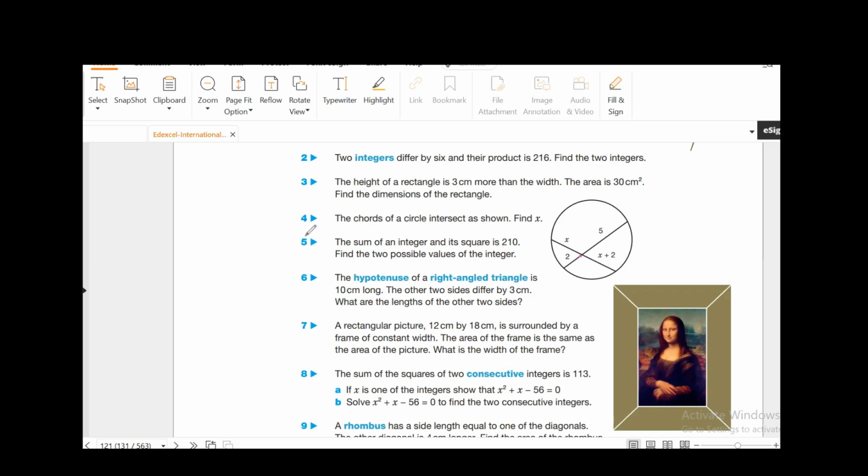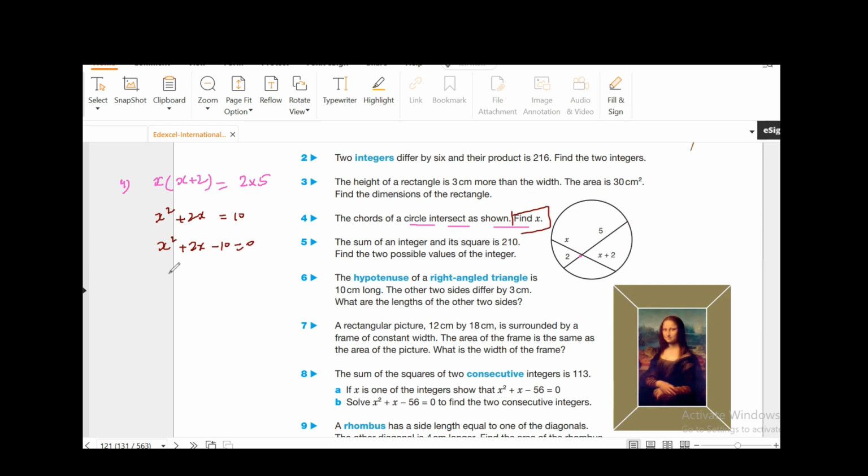This is question number 4. The chords of a circle intersect as shown, find x. So in this case, we can say that x(x plus 2) is equal to 2 multiplied by 5. So after this, we can say that x squared plus 2x equals 10, take 10 to the other side, so x squared plus 2x minus 10 is equal to 0, and we are looking for the value of x.